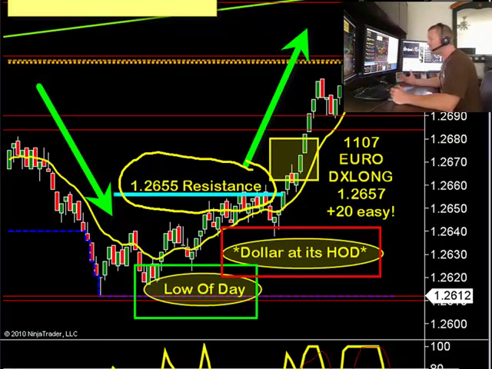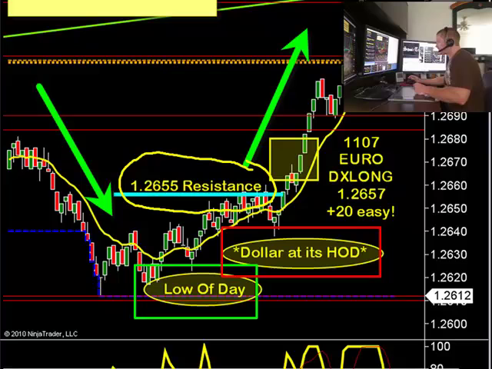26.55 was the resistance level, the overhead obstacle that we noticed on our charts. So all we had to do was simply wait to get above 26.55. Right, enter there a couple ticks above it, wait for some big money buyers to step in, and there you go. There's your DX pattern long.